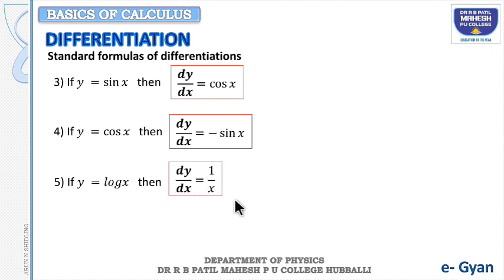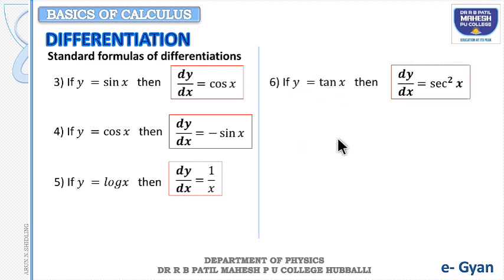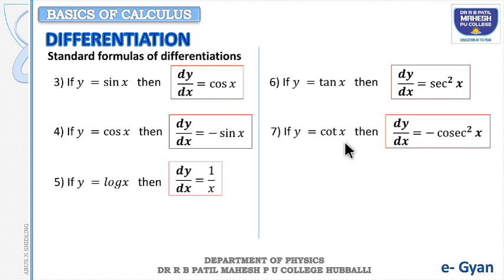And further, if there is y is equal to tan x, you differentiate it, you get sec square x. And if y is equal to cot x, differentiation of that will give you minus cosec square x. Last but not the least, y is equal to e to the power x, exponential functions. So e to the power x, then you will get e to the power x itself. So this one remains the same even after differentiation. These were some of the standard formulas which you should note if you want to understand the basics of physics.